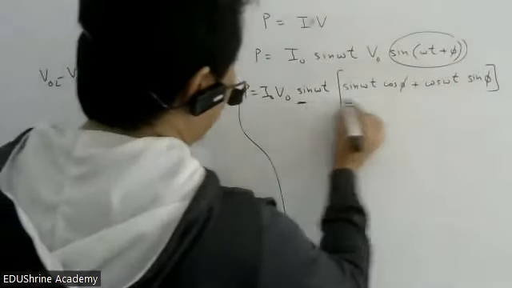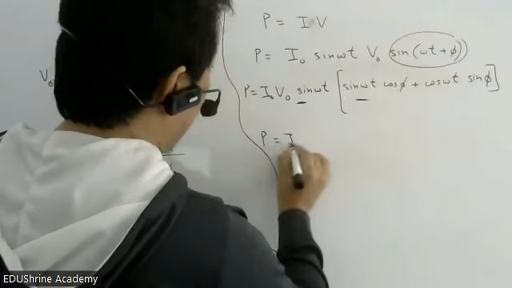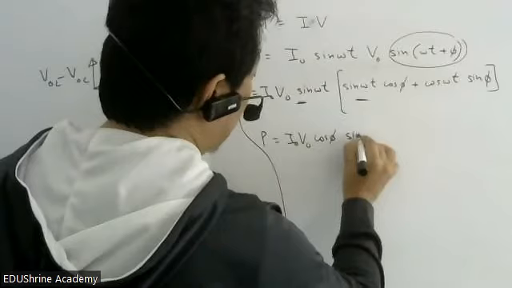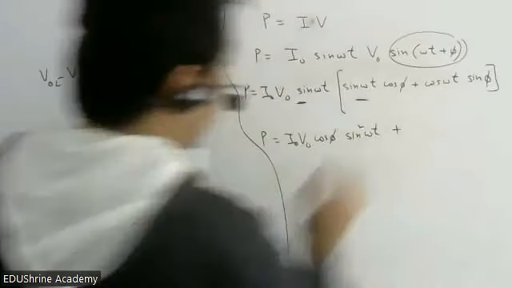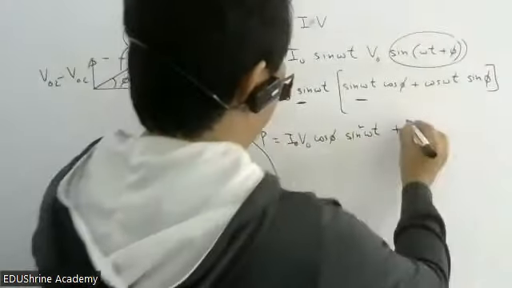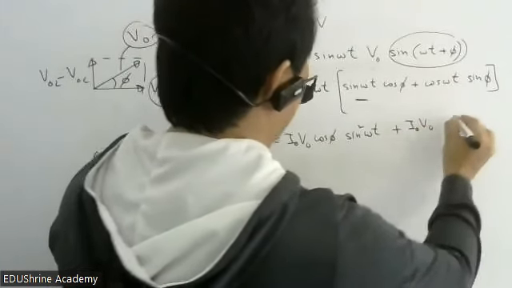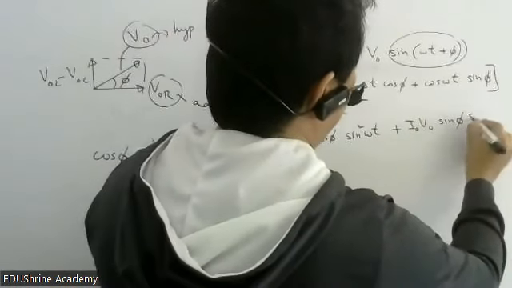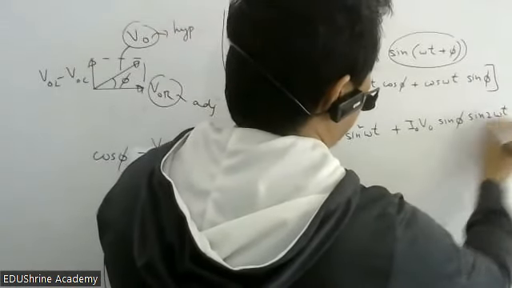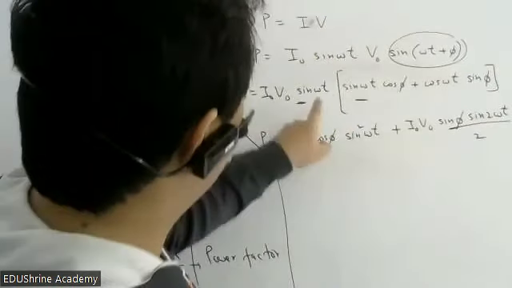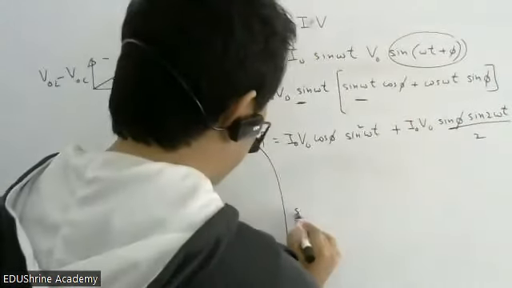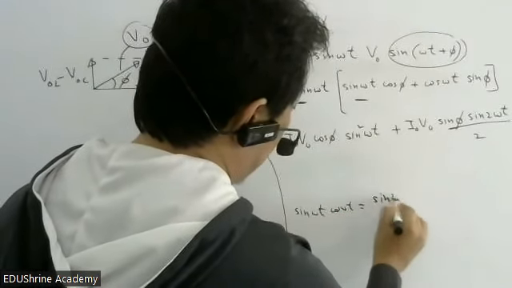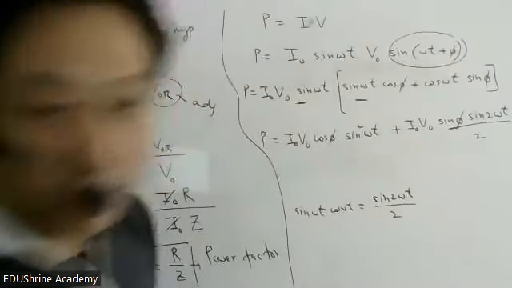Now, this term into this term you multiply, you will get I naught V naught cos phi into sine square omega t, plus here you multiply I naught V naught sine phi. What is left? Sine omega t cos omega t can be written as sine 2 omega t by 2. Am I right, students? Yes, sir. Sine omega t cos omega t can be written as sine 2 omega t by 2.